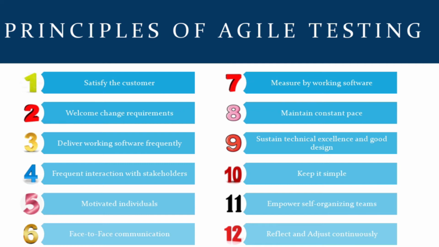Now let's have a look at the different testing methods for agile testing. There are various agile testing methods. First we have behavior driven development, then acceptance test driven development, and finally exploratory testing. So the first one is behavior driven development.